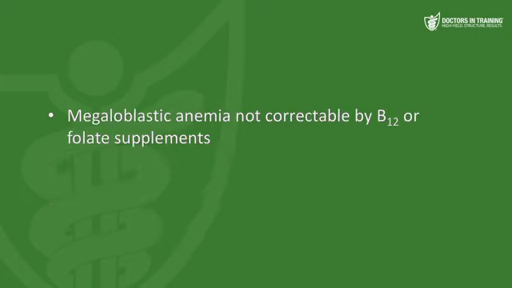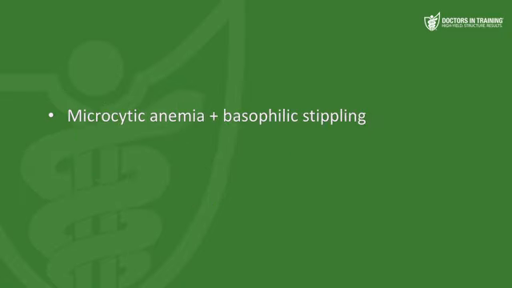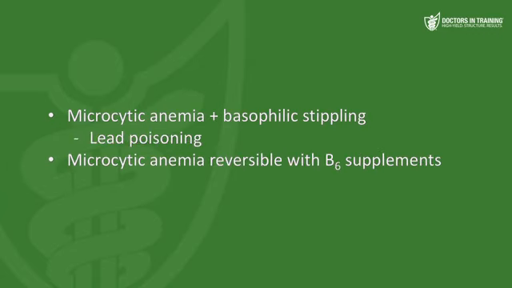Megaloblastic anemia that's not correctable by B12 or folate supplements, you're going to think about orotic aciduria. Megaloblastic anemia plus peripheral neuropathy, think about B12 deficiency. Microcytic anemia with basophilic stippling is most commonly lead poisoning. Microcytic anemia that's reversible with B6 supplements is sideroblastic anemia, which we said has several different causes.